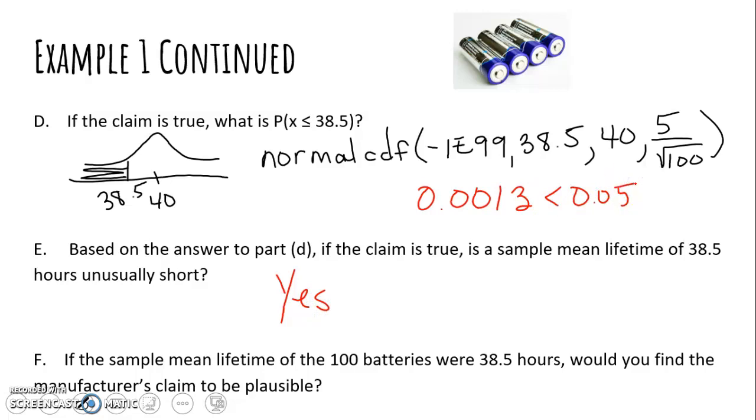So if the sample mean lifetime of 100 batteries were 38.5, would you find the manufacturer's claim to be plausible? Well, in this case, the chance of that happening is only, like we said, less than 1% chance of that happening. If the true mean is 40, it is very unlikely for you to get a sample mean of 38.5. So the manufacturer's claim is not plausible.